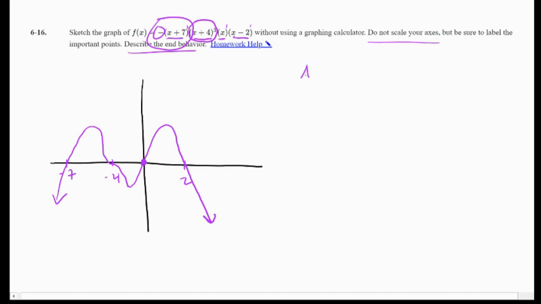So my end behavior: as x approaches negative infinity, y approaches negative infinity, and as x approaches positive infinity, y is still going to approach negative infinity because both sides are pointing down.